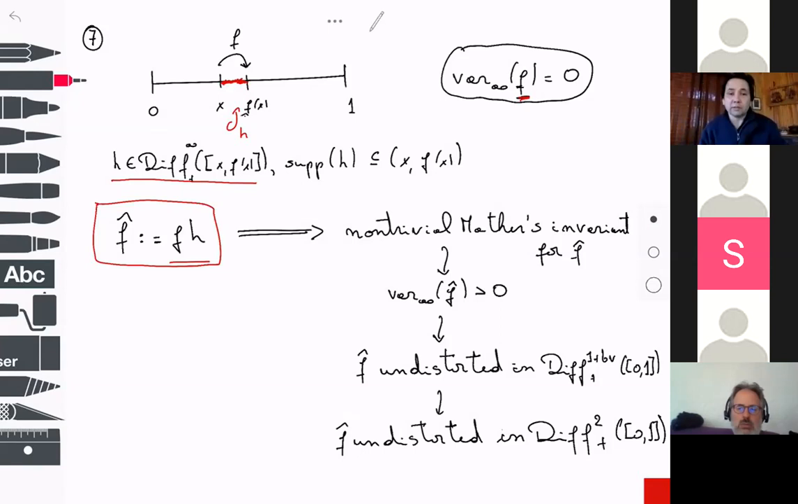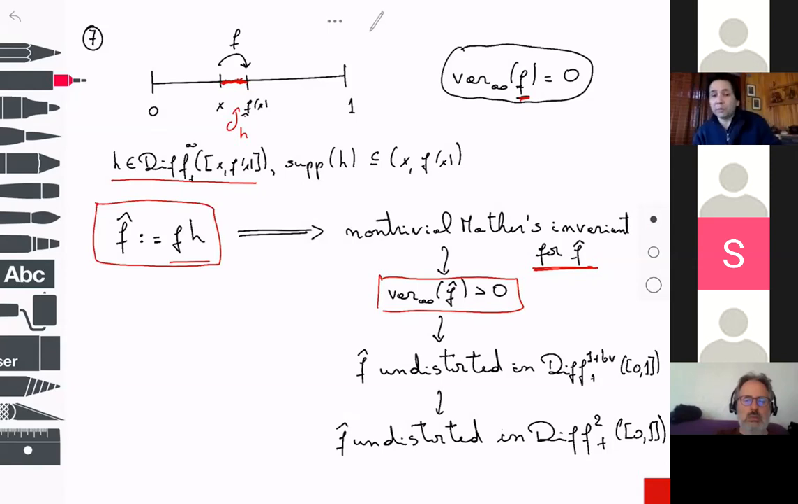Okay, so this F hat has non-trivial Mather invariant, and because of the theorem with Hélène Eynard, the asymptotic variation of this F hat is positive, and therefore this F hat cannot be distorted in the group of C1 plus bounded variation diffeomorphisms of the interval. Of course, this implies that it cannot be distorted in the group of C2 diffeomorphisms of the interval. So any diffeomorphism constructed this way as F hat, you start with something which comes from a vector field, and you do a perturbation on a single fundamental domain, any diffeomorphism like this will have positive asymptotic variation, and hence it will be undistorted in the group of C2 diffeomorphisms of the interval. Okay? So this is the key point, how to detect a very large family of diffeomorphisms for which we know that they are undistorted in the group of C2 diffeomorphisms.